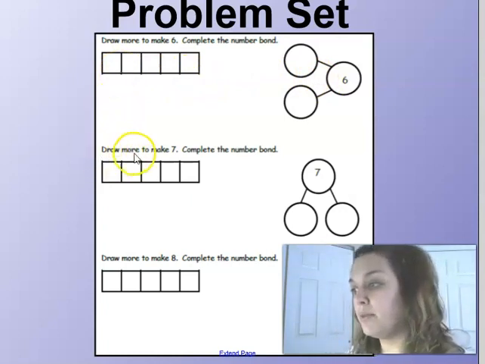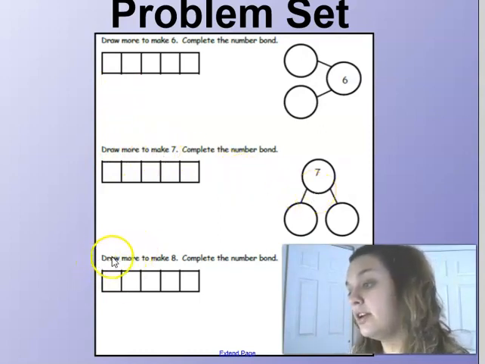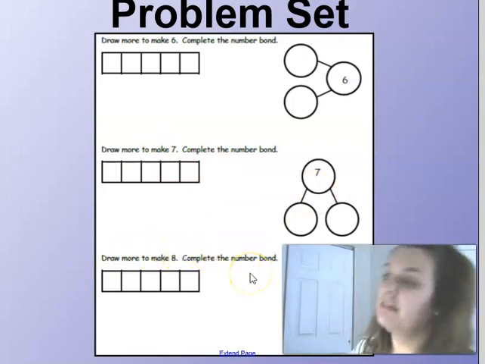This one says draw more to make 7 and complete the number bond. And this says draw more to make 8 and then complete the number bond.